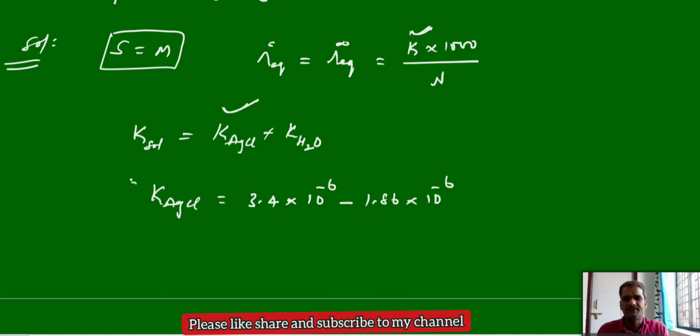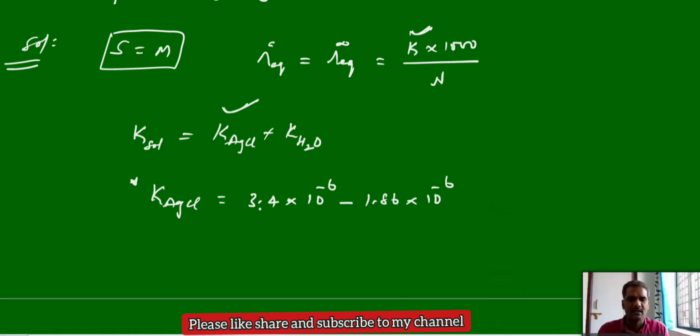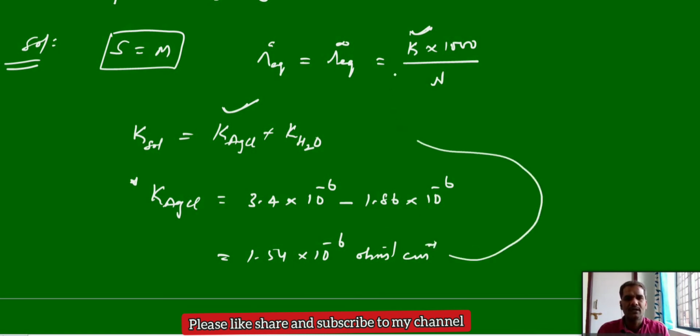So this step is important here. You should not directly take the specific conductance value, either 3.4 or 1.86 into 10 power minus 6. First you have to calculate the specific conductance of AgCl. Why? Because this formula is for only AgCl, not for the entire solution. If you subtract this, you will get 1.54 into 10 power minus 6 ohm inverse centimeter inverse.